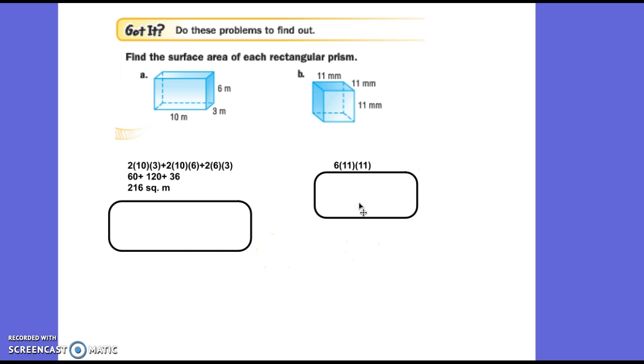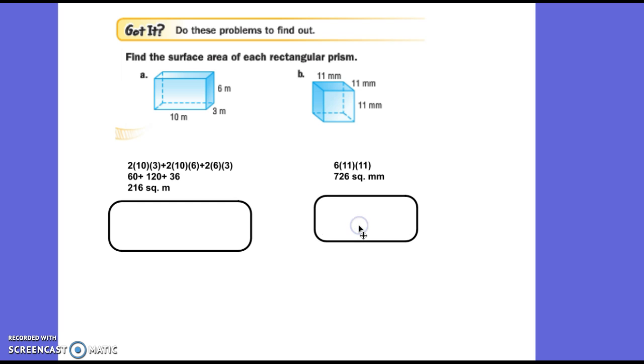If you do this one, since it is a cube, you know that there's 6 sides and they're all the same, so you can just do 6 times 11 times 11, and you'll get 726 millimeters squared. Sometimes it makes it easier since you are trying to find the area of each of those surfaces.